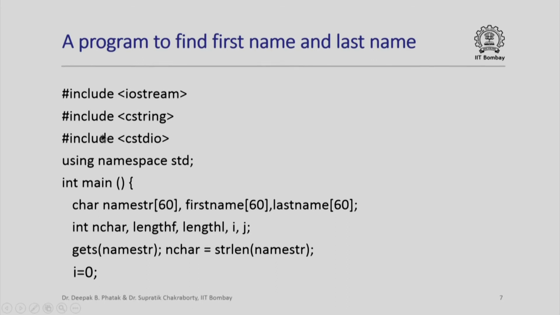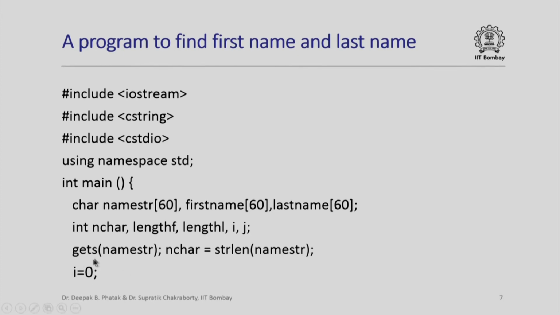Here is a program. Note that here we have included both the libraries cstring and cstdio, which permit us to use both the functions that we have seen earlier. These are the definitions of the variables and arrays: name string, first name, last name. We have nchar, which we use to represent the total number of characters in the array name string, and we have length f and length l to represent the length of the first name and the length of the last name respectively. I and j are index variables which we will use as stated earlier.